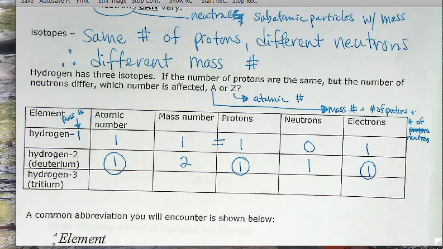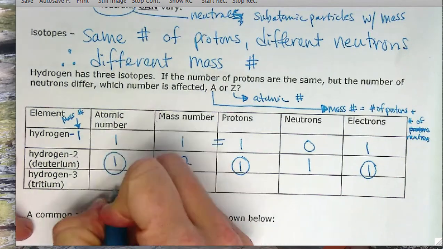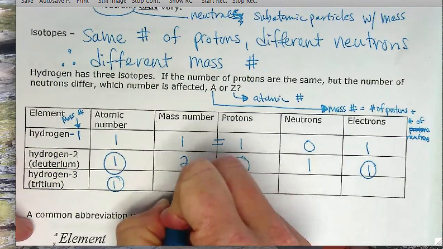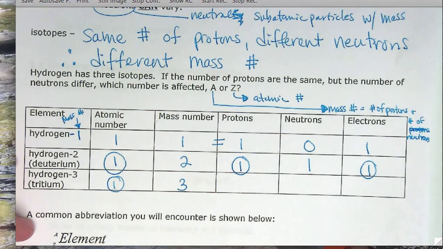Then hydrogen 3. What's the atomic number there? 1. And the mass number's 3. Why is the atomic number 1 because it's just hydrogen? It's always hydrogen. If I just said an element has an atomic number of 1, you could figure it out. And it's not because you memorize it, it's because you know that the atomic number is the identifier for each element. It's kind of like your DNA.